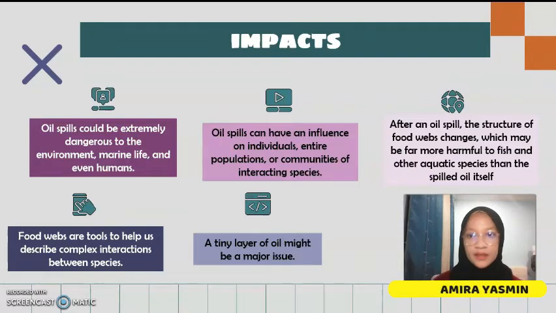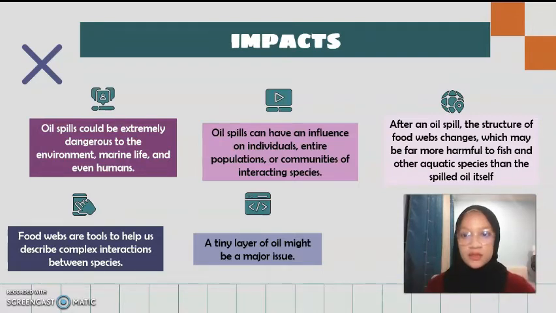First, oil spills could be extremely dangerous to the environment, marine life, and even humans. Thousands of oil spills occur in every sea each year, according to the National Oceanic and Atmospheric Administration. Over 44 oil spills involving 10,000 barrels, or 420,000 gallons of oil, have occurred in U.S. waterways in the last 50 years.